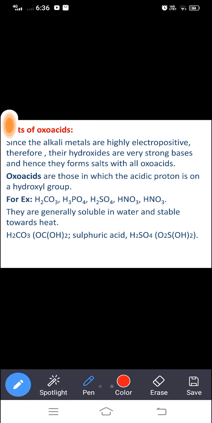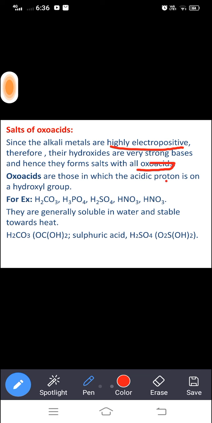And salts of oxoacids. So what is the source of oxoacids? Before we discuss, just the introduction: alkali metals are highly electropositive. When you say highly electropositive, it is because they have the ability to lose electrons. So their hydroxides are very strong bases, and hence they form salts with all oxoacids.